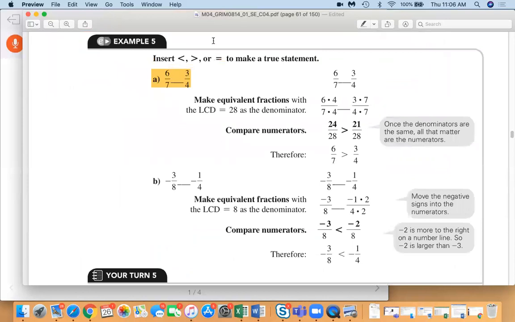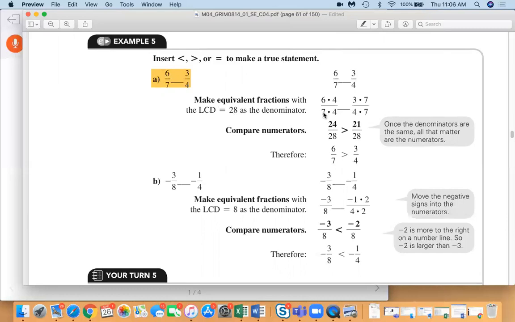Let's go through this example real quick. We have 6/7 and 3/4. This one's not as easy to visualize. I do know which one's bigger right off the bat, but it's not like one is less than a half and one is bigger than a half, and it's easy to go from there. This one we need to make equivalent fractions. They're telling us that the lowest common denominator is 28. So we just need to make each of them into 28.